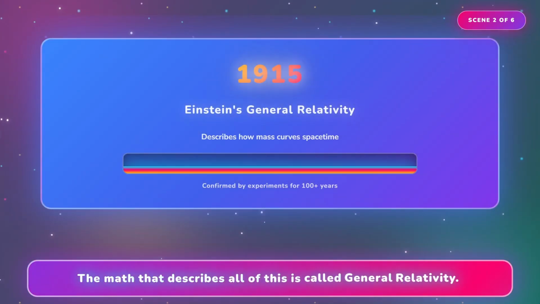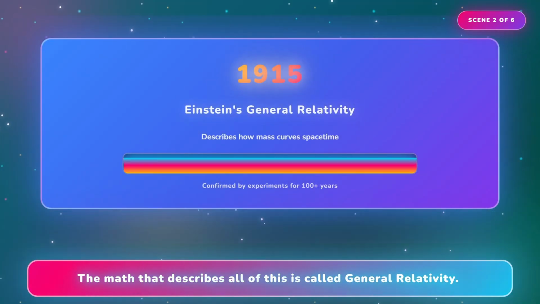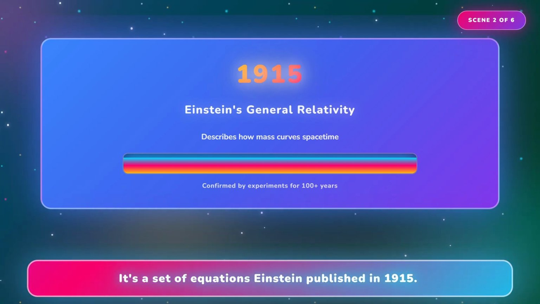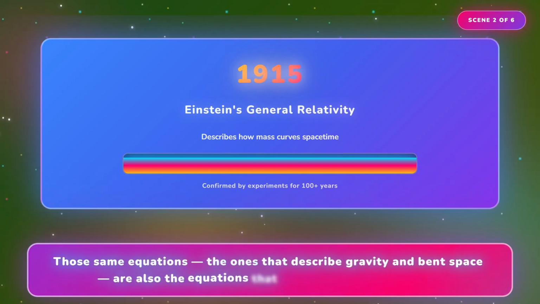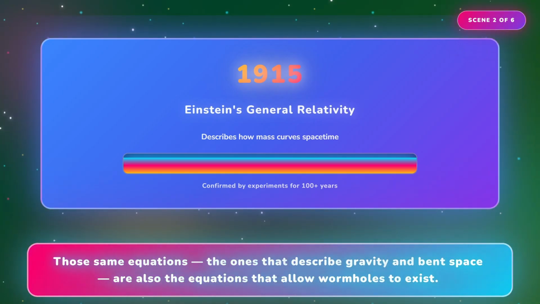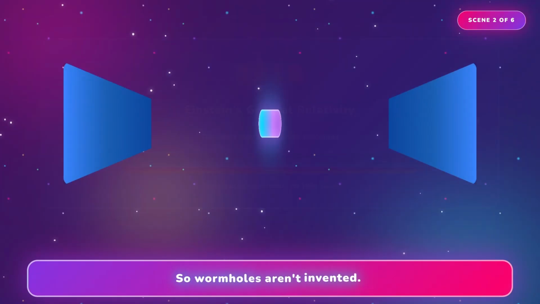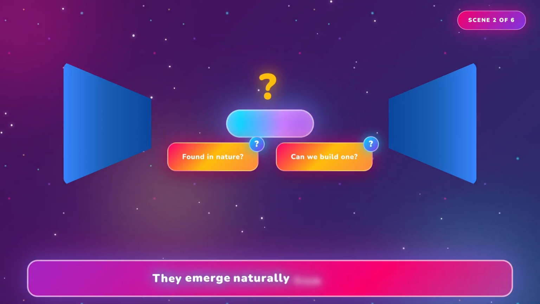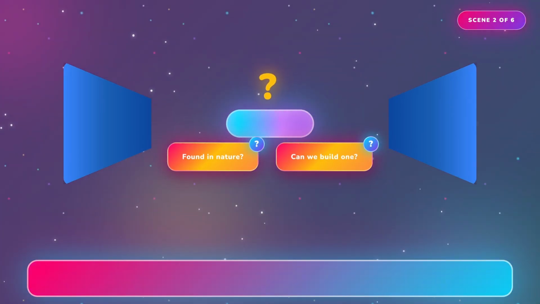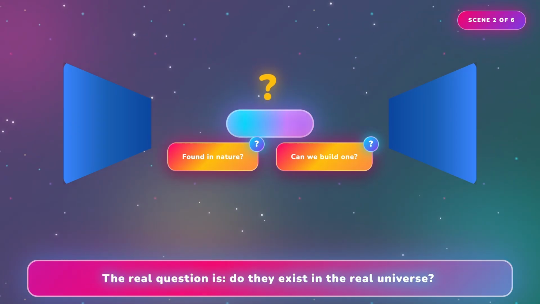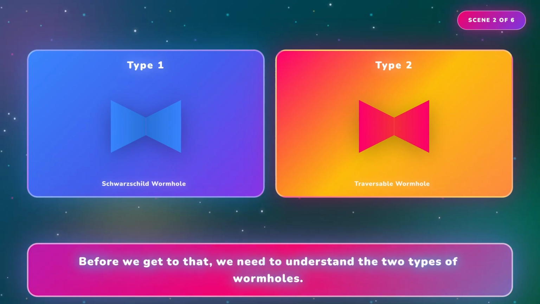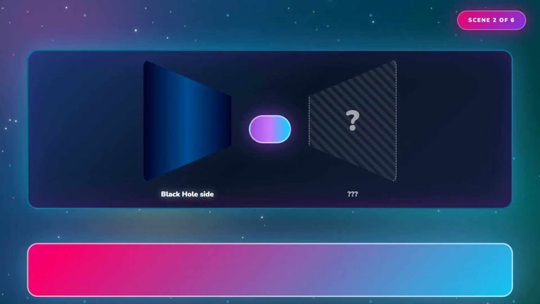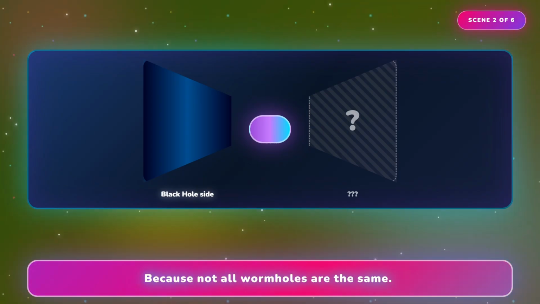The math that describes all of this is called General Relativity. It's a set of equations Einstein published in 1915. Those same equations, the ones that describe gravity and bent space, are also the equations that allow wormholes to exist. So wormholes aren't invented. They emerge naturally from the math. The real question is, do they exist in the real universe? Before we get to that, we need to understand the two types of wormholes. Because not all wormholes are the same.